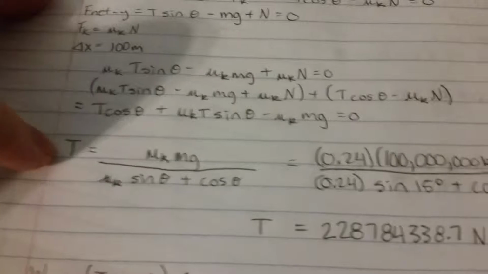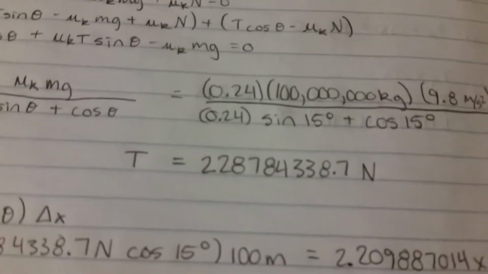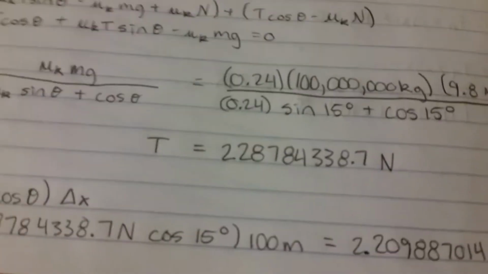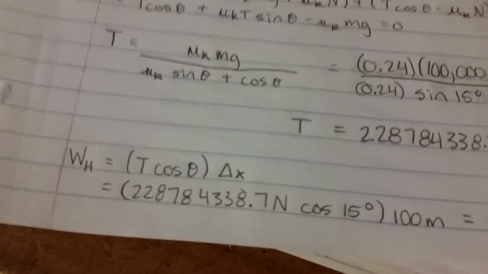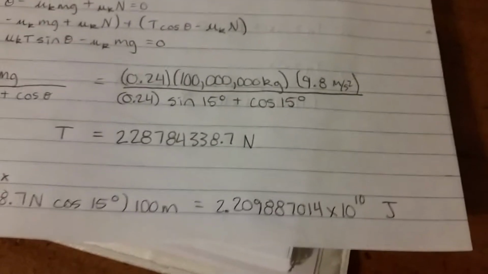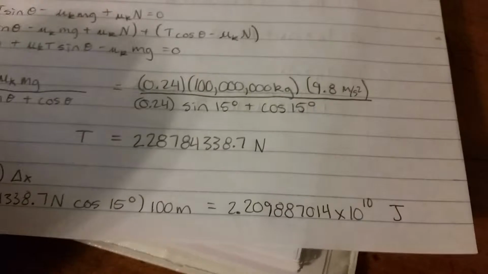So then we can solve that for T. So we can rearrange everything to get T and plug in all the numbers, which is ridiculous numbers, and we get that the tension in the rope is this huge number right here. So then to find the work done by the Hulk, we have to take the tension times the cosine of theta, which is 15 degrees, and then multiply it by the change in x. The change in x was 100 meters. And by doing all that, we get another huge number. It's going to be joules since it's newtons times meters.